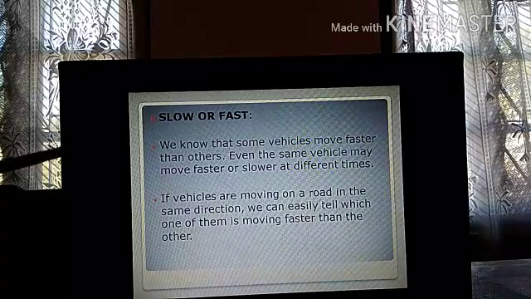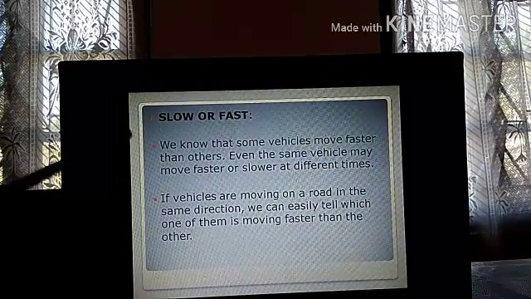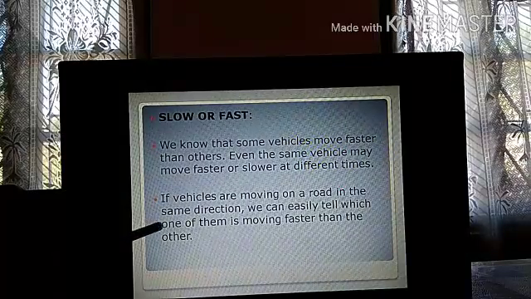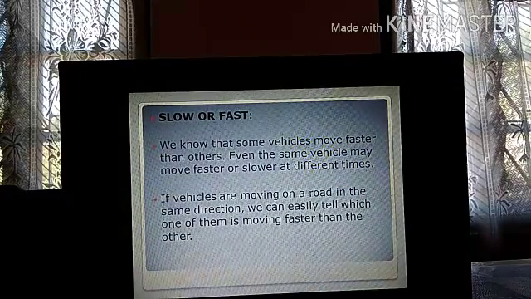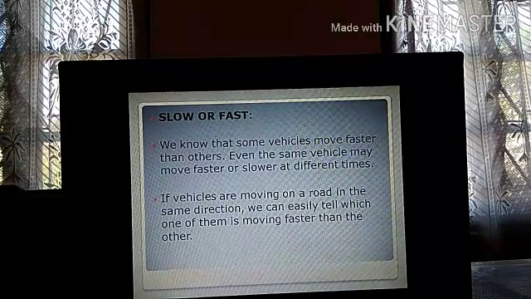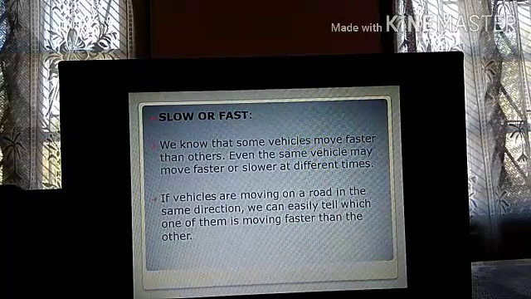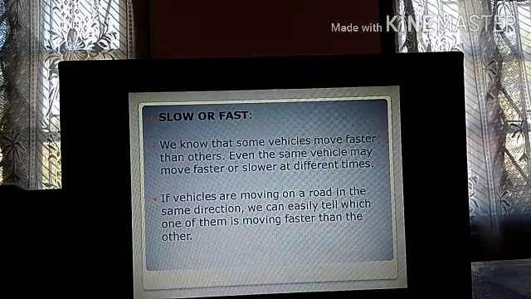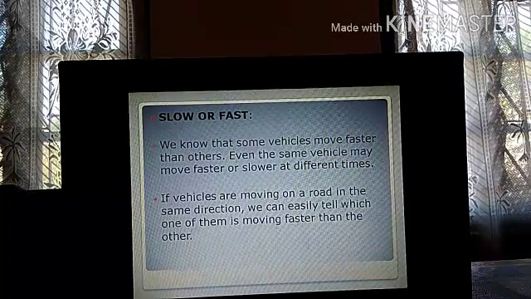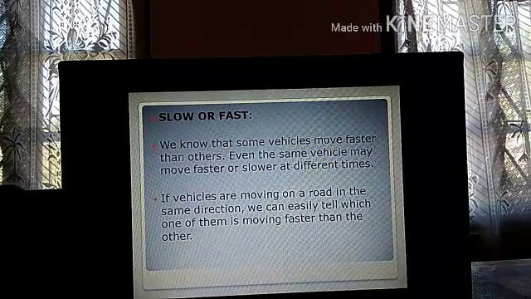So, even the same vehicle may move faster or slower at different times. If vehicles are moving on a road in the same direction, we can easily tell which one of them is moving faster than the other, isn't it? Suppose two cars are moving in the same direction, then you can easily say which car is moving faster than which car. One car is moving fast, one car is moving slow. Easily you can say, looking at the speed of the cars.